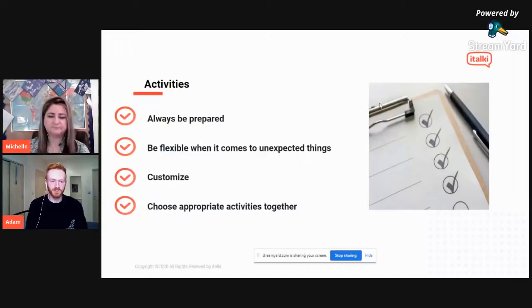Now, examples of me being flexible. One example I can think of off the top of my head is I've had, believe it or not, several students that we have class while they're driving.